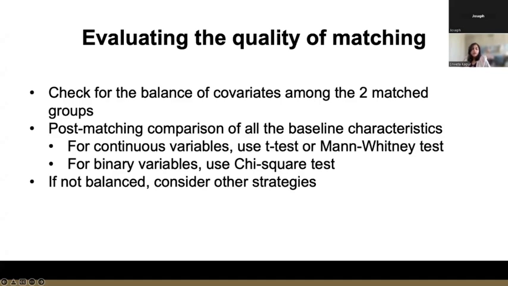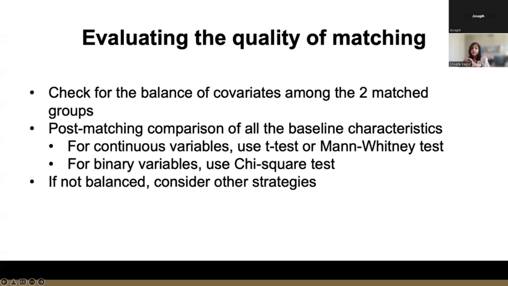Next, moving on to the step of evaluating the quality of match. Once you've done the match, you have individuals that are now matched with each other in the two matched groups. You have to check them to make sure that all the baseline characteristics are balanced. You have to check that they have an equal distribution of all those confounding variables among group A and group B, or among the treated and the untreated groups.